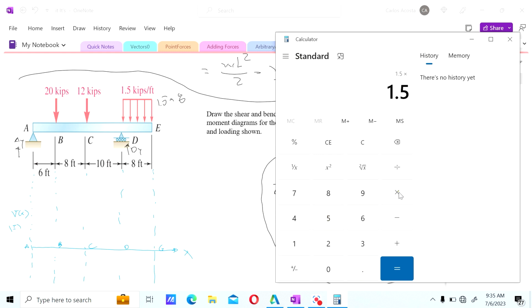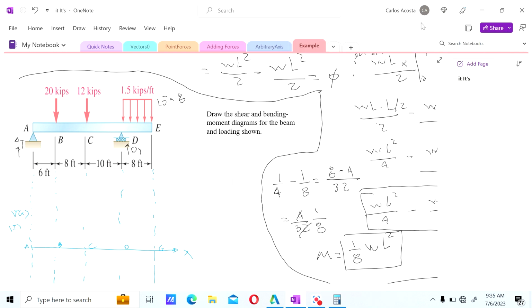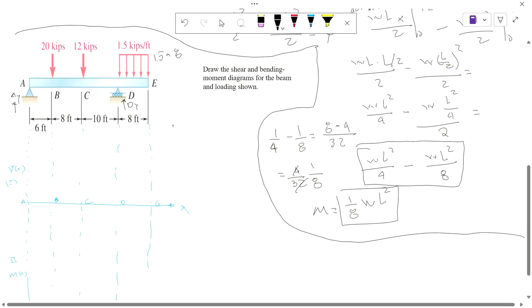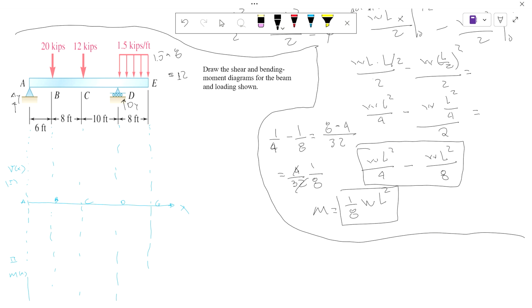1.5 times 8 equals 12. So this load is 12. This is kilopounds, and this is feet times 12. This is 12 kilopounds.